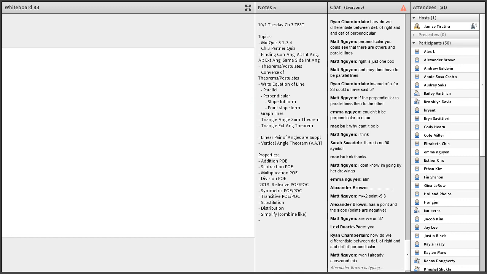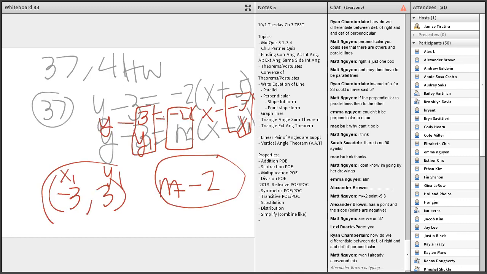So how do you graph it? Oops, let me go back. Did I copy this? Oh, I copied it wrong. I'm sorry, that's a 5. I didn't read my writing right. This is a 5. This is a 5. So 5, negative 3, just like Matt said, Matt Nguyen.